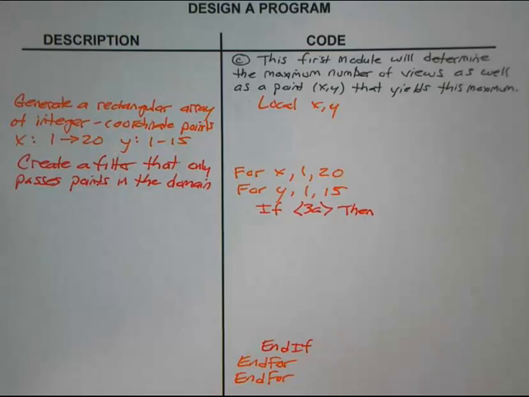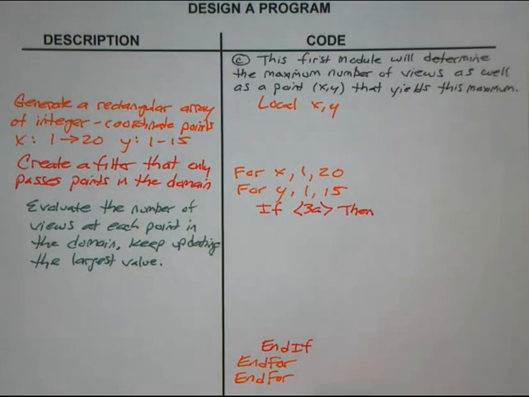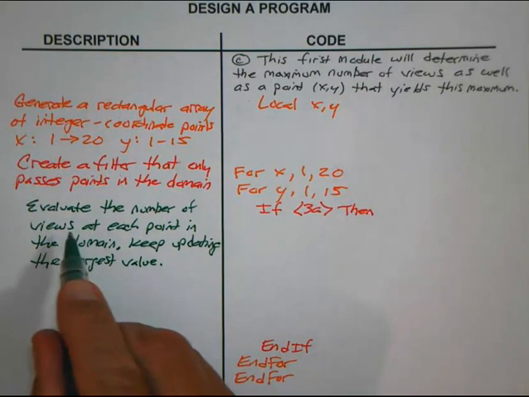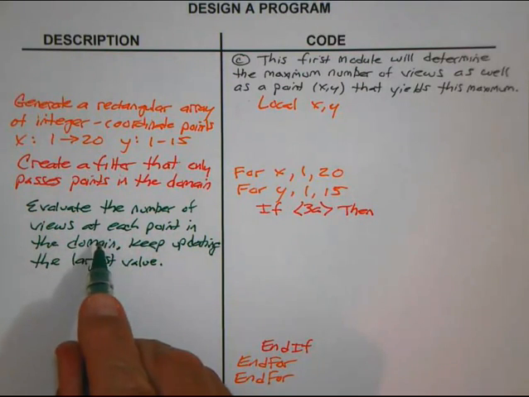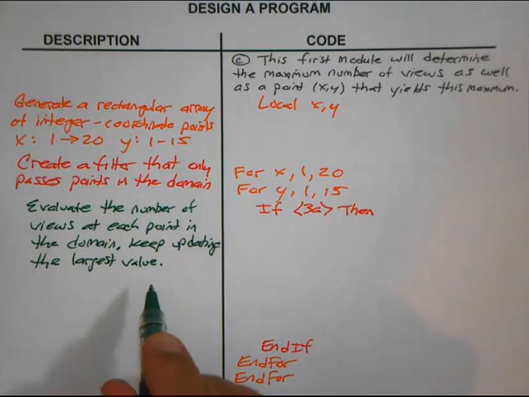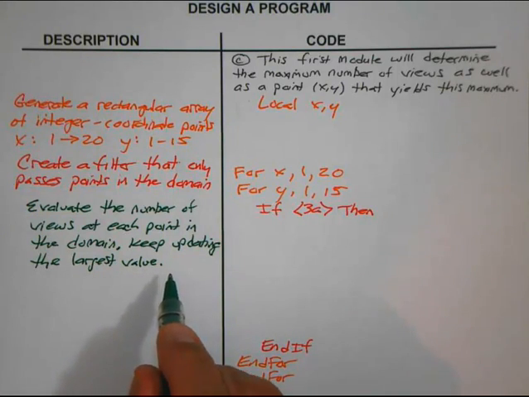What to do with them? Well, now that we have our domain points, it's time to evaluate the viewing function at each point in the domain and keep track of the largest value. Keep updating it as a progressively larger and larger value is found. Okay, so we're planning to evaluate the number of views at each point in the domain, and we'll keep updating the largest value as we encounter a larger value. How can we do that?